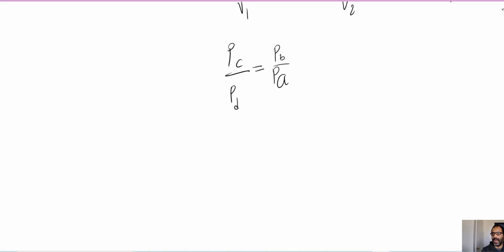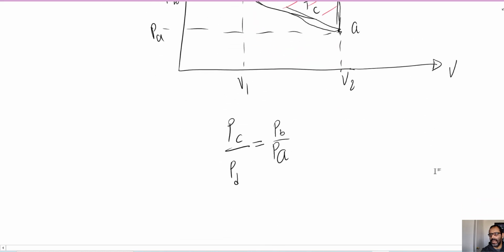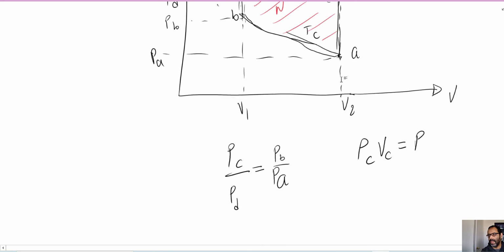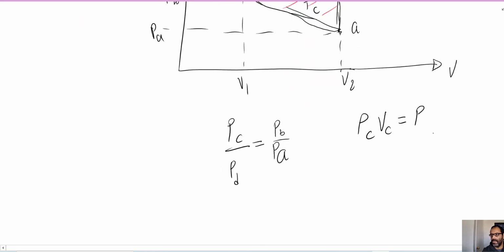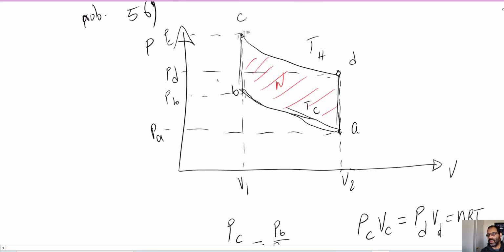This characteristic is based on pressures because the volumes are the same. So let's see here how that works. I know the points C and D are on the same isothermal. So I know that PC times VC is equal to PD times VD, because all of them are equal to nRTH, because this is an isothermal. So the product of the pressure and the volume in here is the same as the product of the pressure in here and the volume in here, because both of them are equal to nRTH.